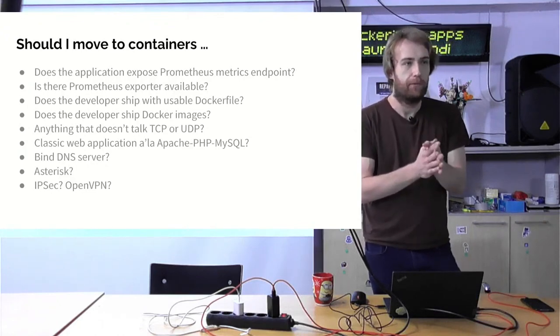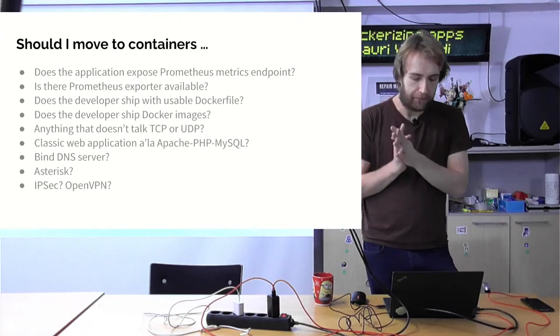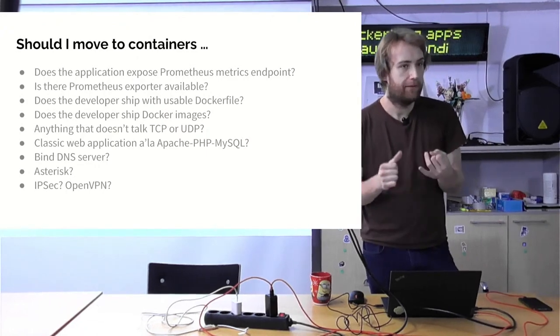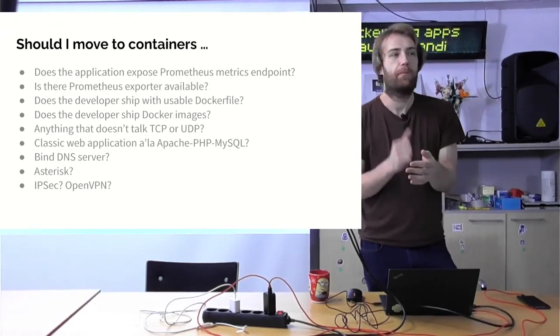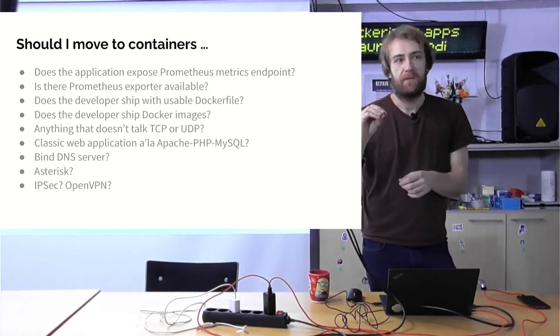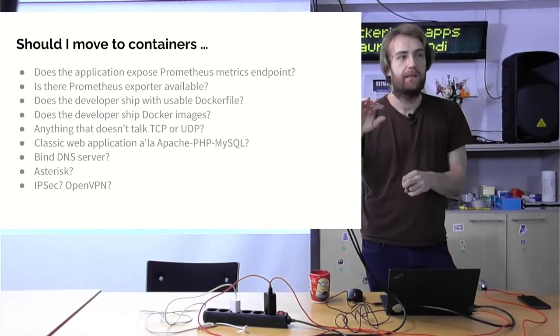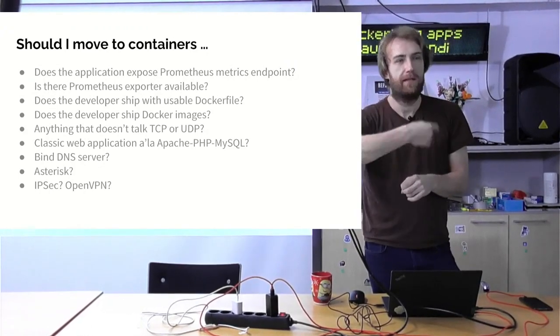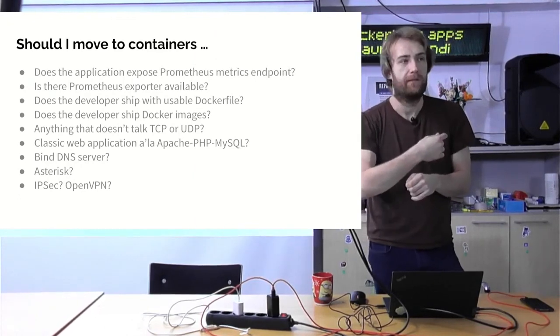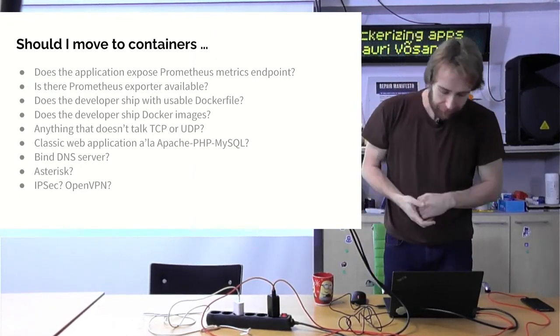a Prometheus exporter. So Prometheus exporter, for example, is available for MySQL, Postgres, Redis, Mongo, like all of the databases, they have Prometheus exporters, which means basically that the exporter is a piece of software that connects to the application, fetches the metrics, and then exposes them in the Prometheus format. It's just like a format converter, really.